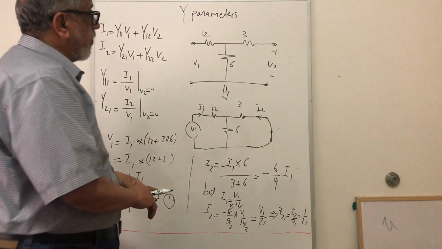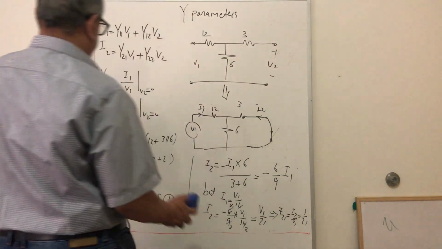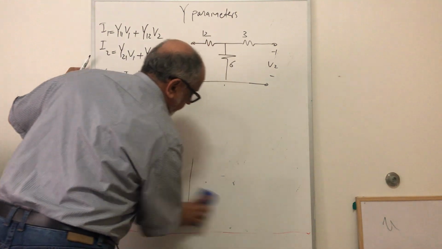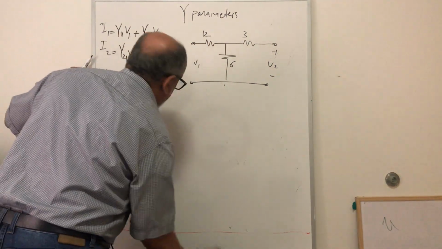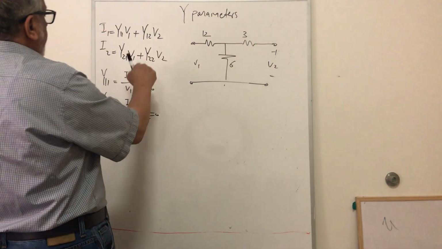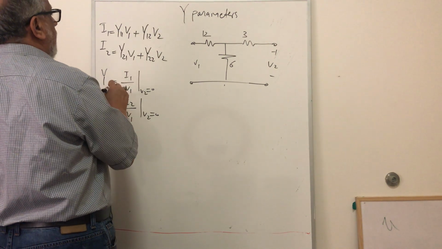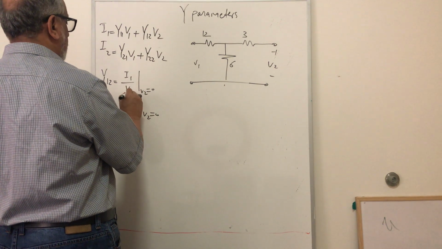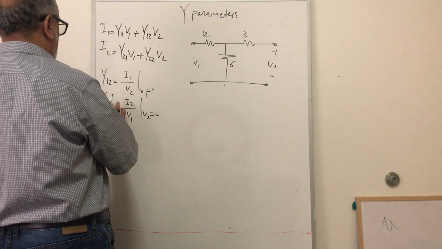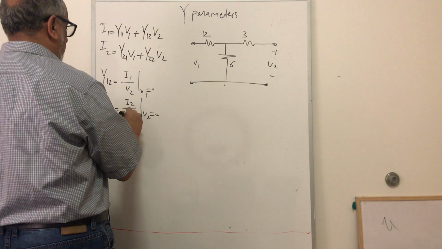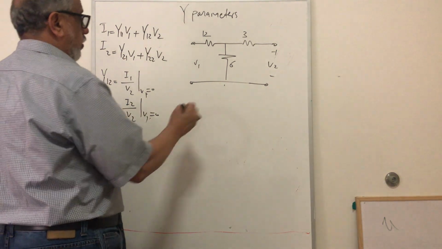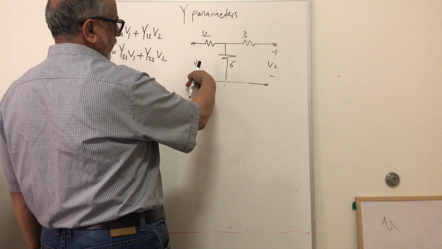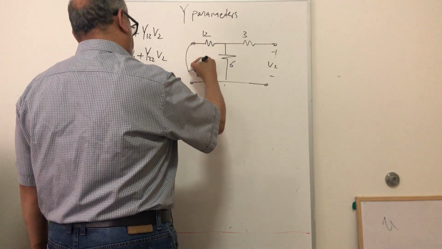Now we'll do the same for the other two parts. So for the other two ports, we can say here, this is Y12 equal to I1 over V2 when V1 equal to 0, and this is Y22 when V1 equal to 0. So in the circuit now, we have to set V1 equal to 0. It means we have to short this end, right? So we have to short this side.